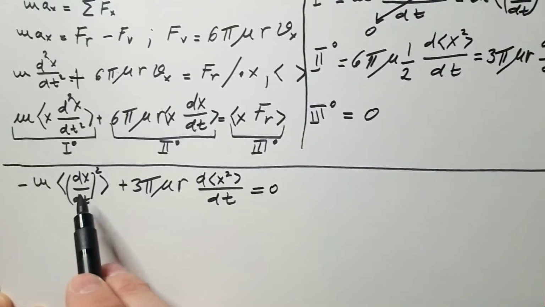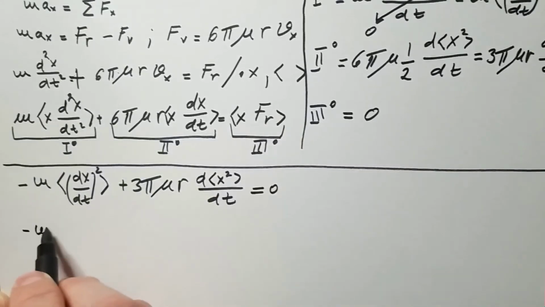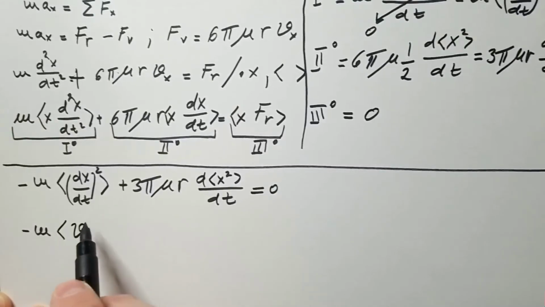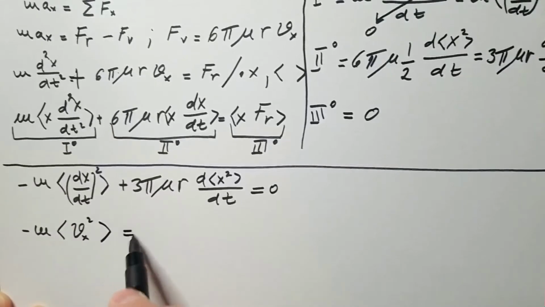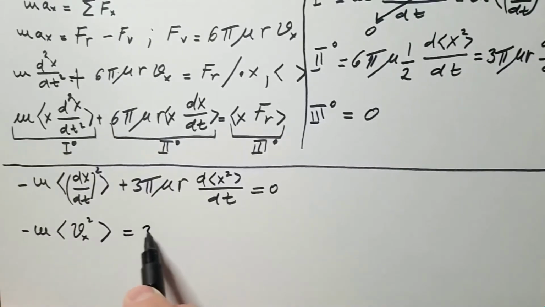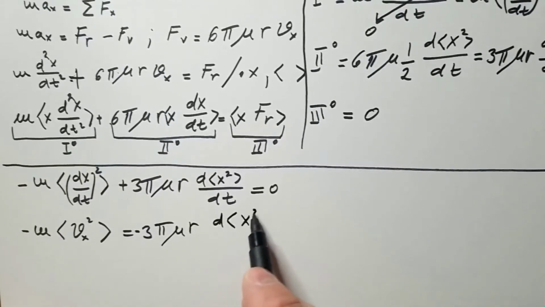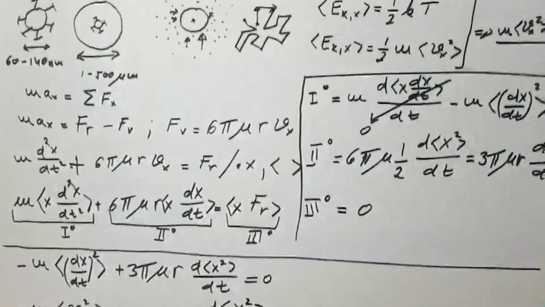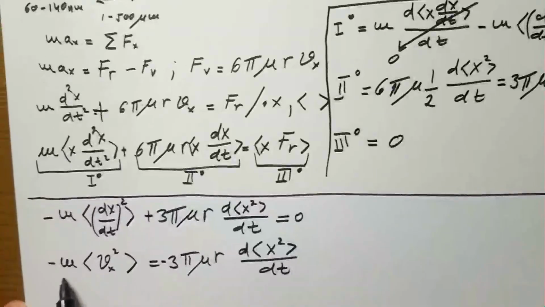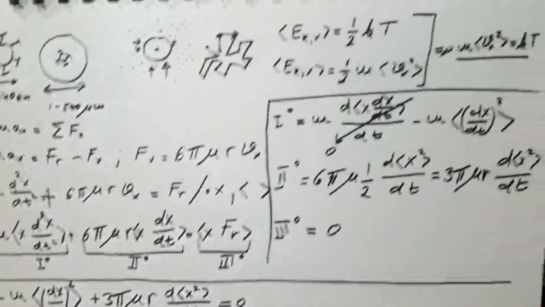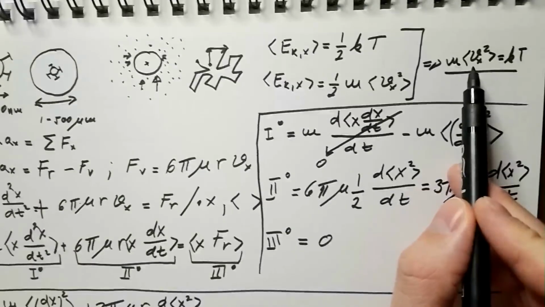However, this is velocity in the x direction, the mean value of that velocity, but squared, is equal to 3 pi minus... so I will move this to the right side, minus 3 pi mu r dx squared over dt. But now we go back. This term can be represented using this equation here.